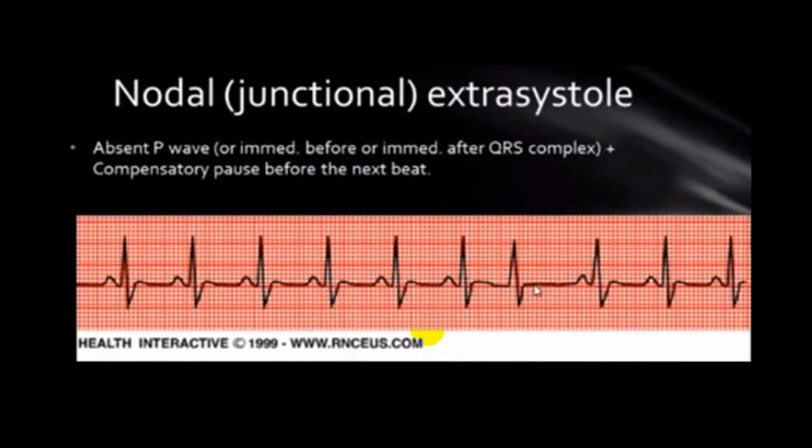Again you can see here, this pointed out, this is premature, there is no P wave, so this is a nodal premature extrasystole, or we call it junctional extrasystole.